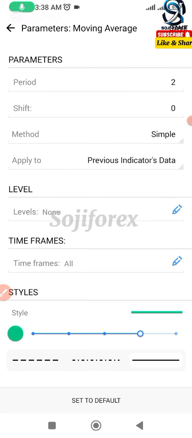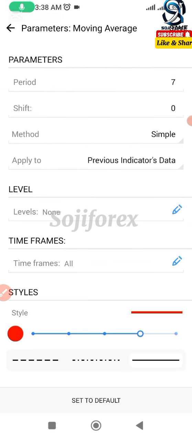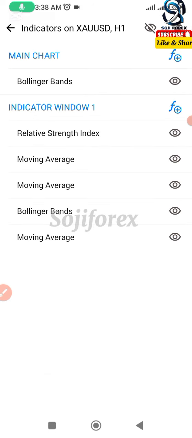The second is the moving average. The period is 2. The shift is 0. The method is simple. You apply it to previous indicator data. Ensure you use the same color, everything just like mine. Then another moving average: the period is 7, the shift is 0, the method is simple, and you apply it to previous indicator data.